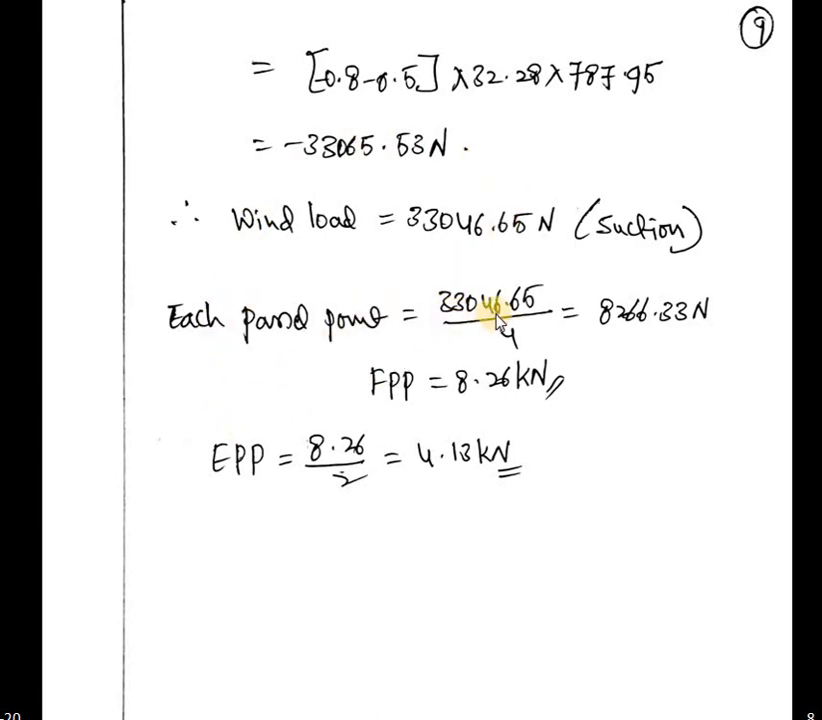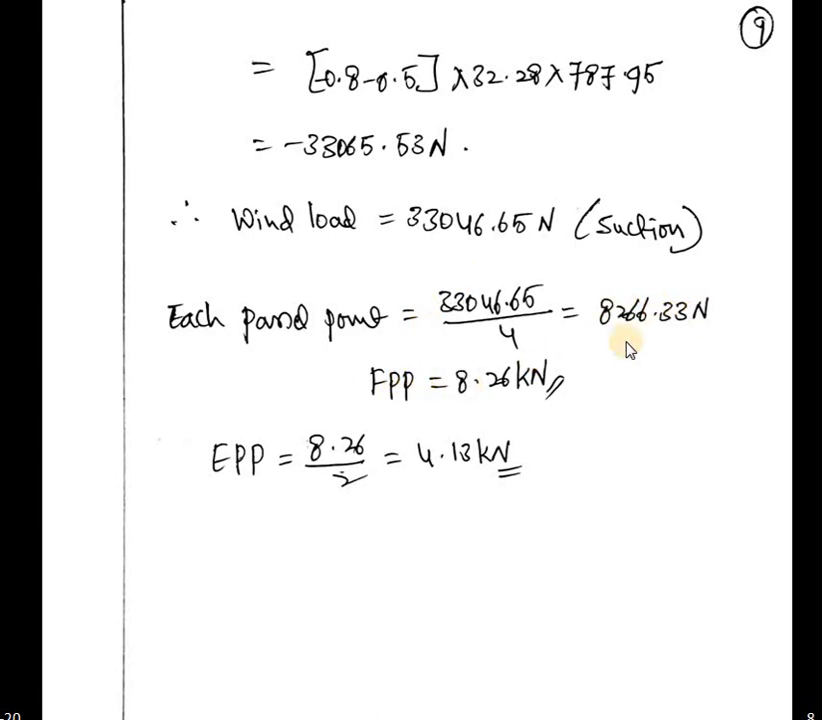Now just see here, coming to each panel point. What is the value? 33046.65 by 4, that is equal to 8266.33 newtons. So out of those two, what is the highest value? That highest value I am considering as suction. This minus is only an indication of whether it is compressing or not, right?